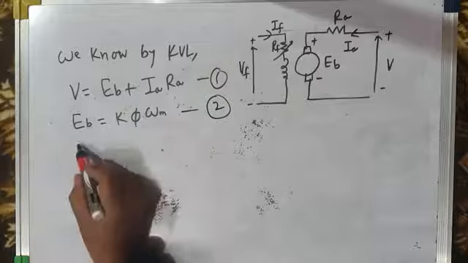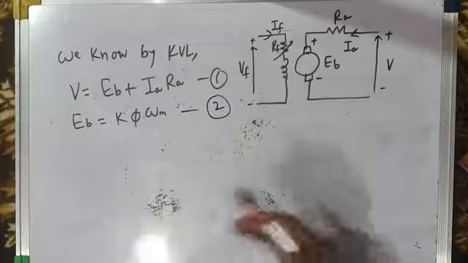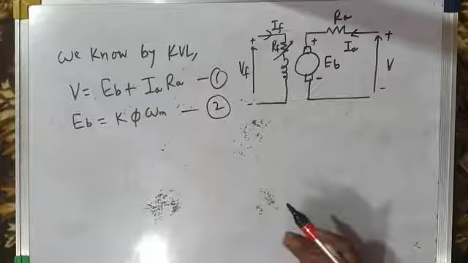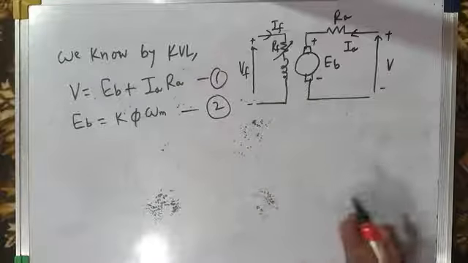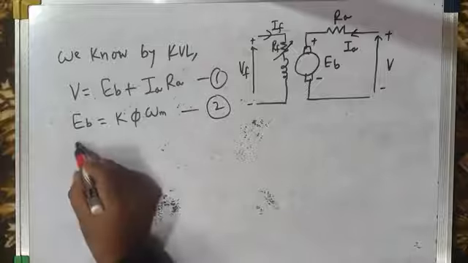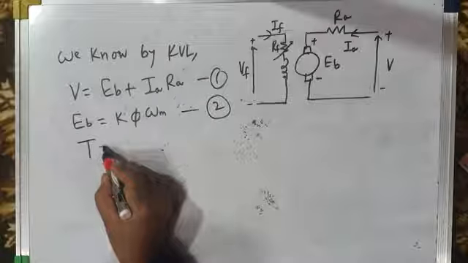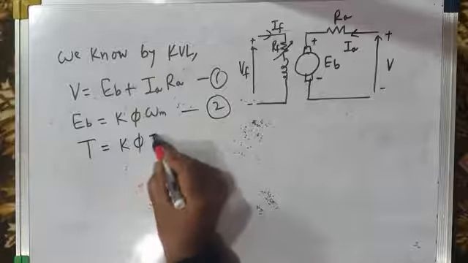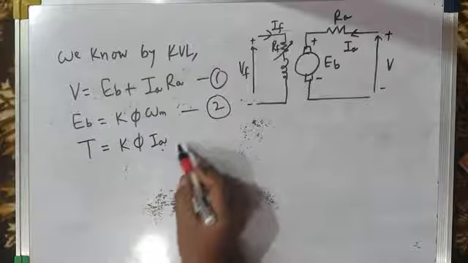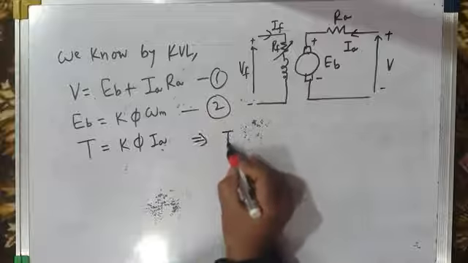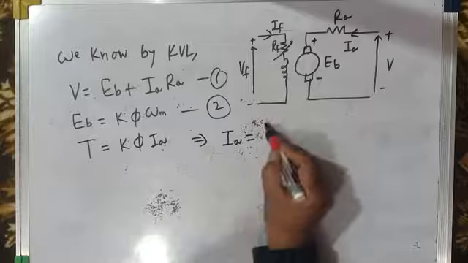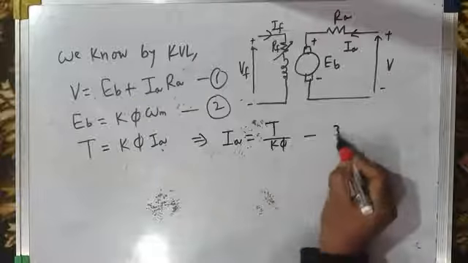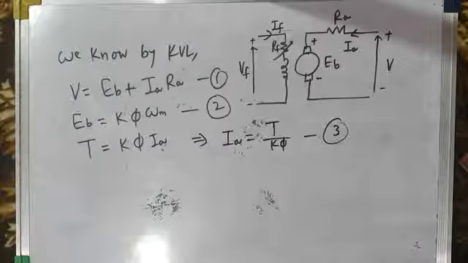We also know that the torque developed by a DC motor, whether it is a shunt motor or separately excited DC motor or series motor or compound motor, any type of DC motor, is given by this equation: T equals K phi into Ia. So from this you can find the armature current. Armature current is given by T by K phi. Let us call this equation number 3.